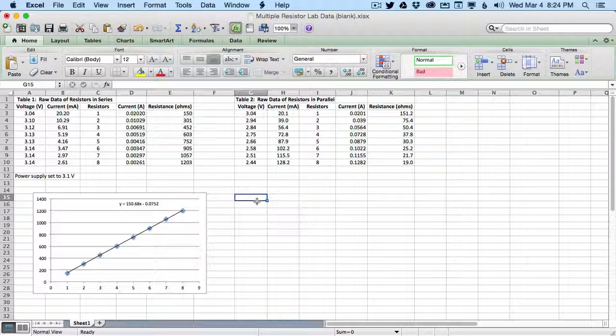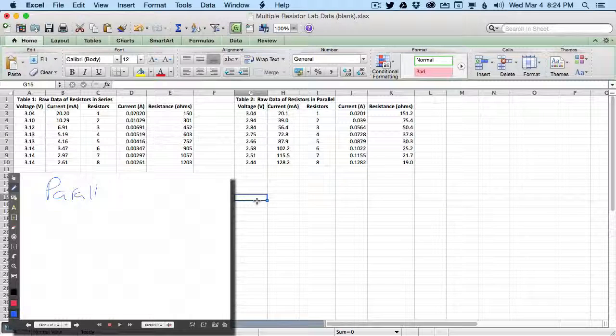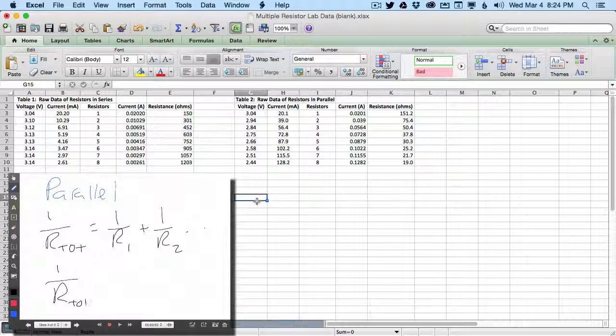Now, in parallel, we know the equation is: 1 over the total resistance equals 1 over resistor 1 plus 1 over resistor 2. This is not something that fits nicely into a straight line equation. In fact, I could say 1 over the total resistance equals N over R, where N, of course, is the number of resistors, and R is the resistance of one resistor, which we know should be about 150. Now, obviously, this does not fit nicely into the y equals mx plus b formula.